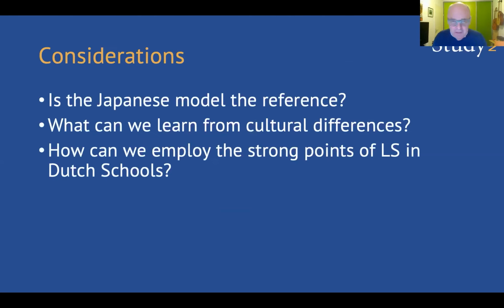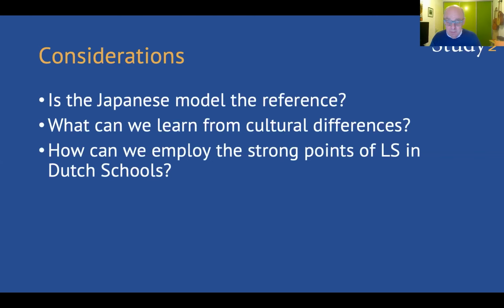So the considerations are: should we always use the Japanese model as a reference for lesson study? And what can we learn from different cultural differences? One question I would have for Sarah, also inspired by some things that Fenna said, is: are countries the right unit of analysis for cultural differences?